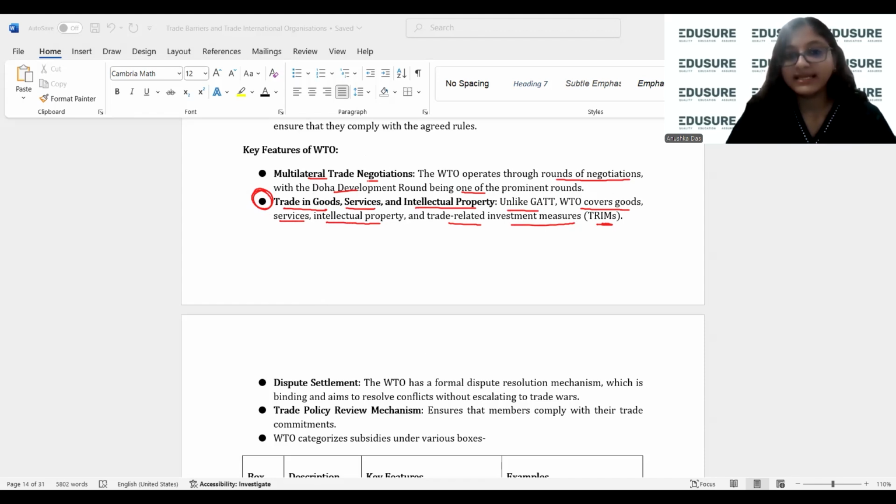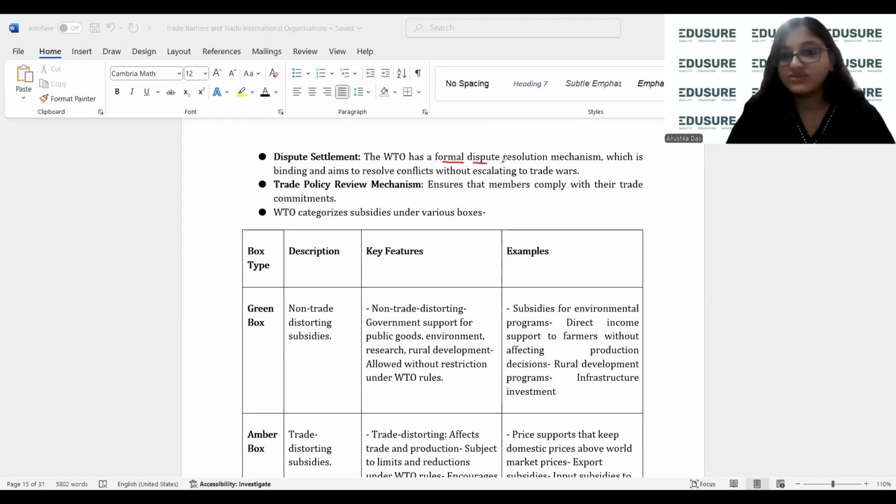Then you have dispute settlement. WTO has a different formal forum to settle the disputes, to find resolutions, which is binding and aims to resolve conflicts without escalating to trade wars. The review policy mechanism ensures members comply with the trade commitment. So proper monitoring is also taking place among the member countries. Right. So this is there.